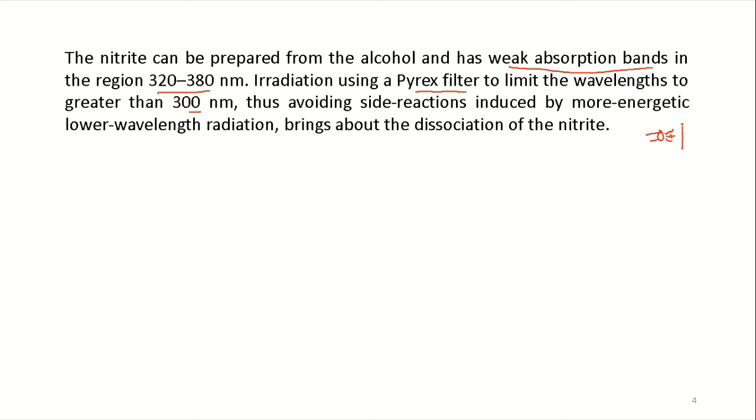If you use the Pyrex filter, its job is to cut the light below 300 nanometer. So below 300 nanometer will be cut off, and whatever light is coming out, passing through this filter, will be above 300 nanometer wavelength. Since the absorbance of alkyl nitrite is 320 to 380 nanometer, above 300 is required, and you can do the reaction very smoothly.